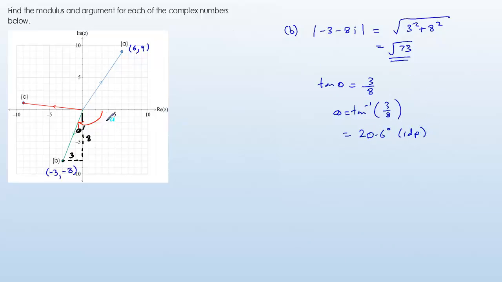But that's not the argument. The argument is this whole angle here. So what I'm going to need to do is add 90 degrees to that. So that would give me 110.6, but it's gone this way, so it's a negative angle. So it's negative 90 plus 20.6, giving me negative 110.6 degrees.